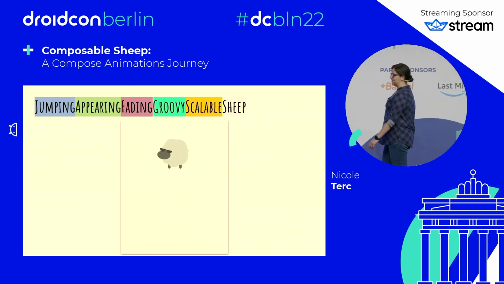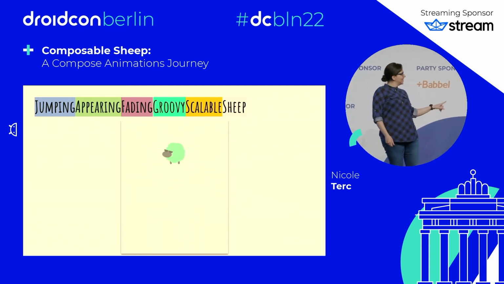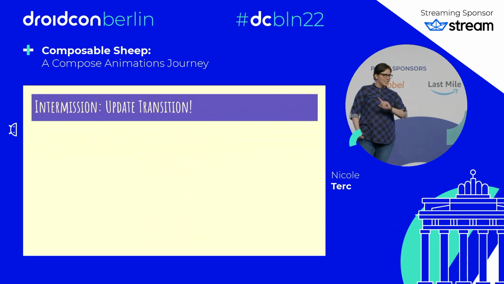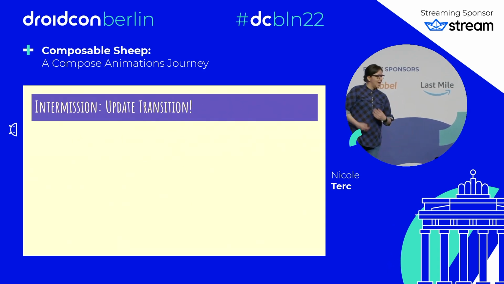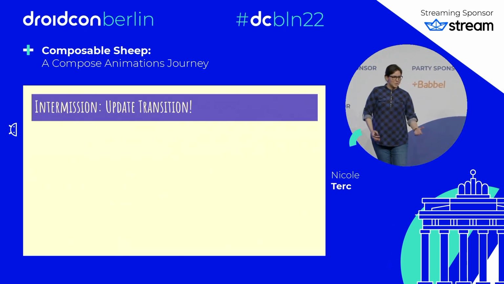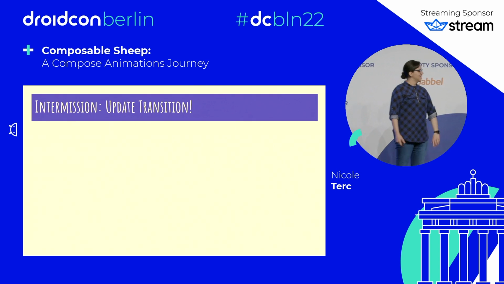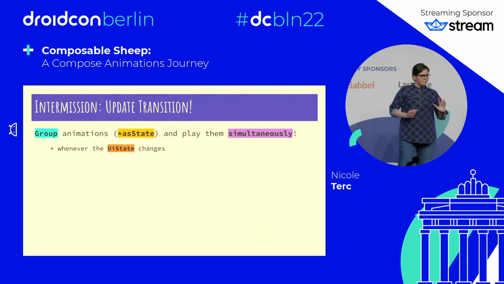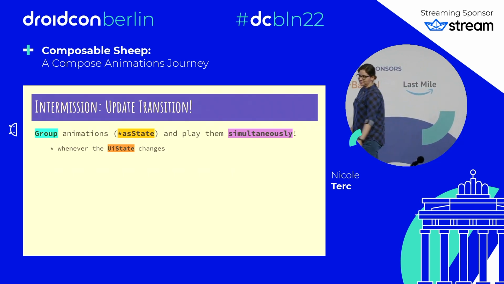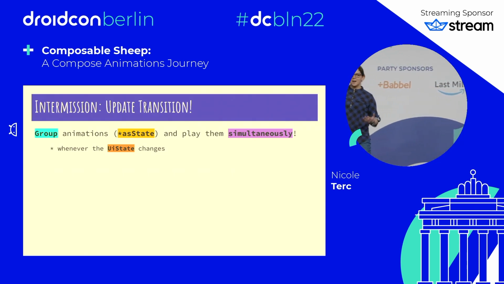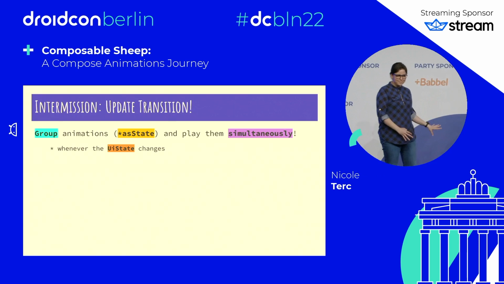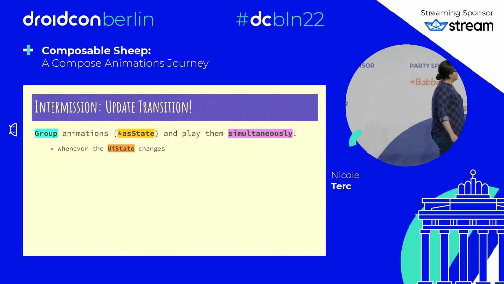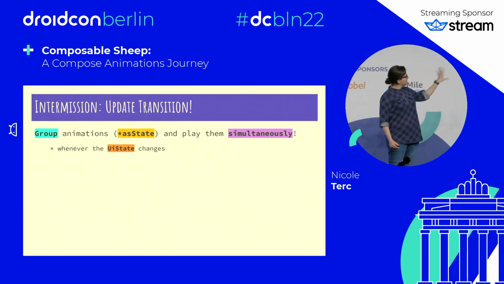Well, fret not. We have another ace up our sleeve, and that is update transitions. I'm not going to explain them too deeply, so make sure to check the documentation for these ones. The only thing you need to know about these ones is they let you group animations as states and play them simultaneously. Yes, this is kind of part of the states API, but bear with me, I'm going to explain them now. So how do you actually use them?